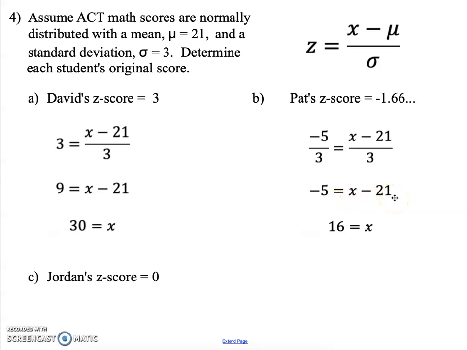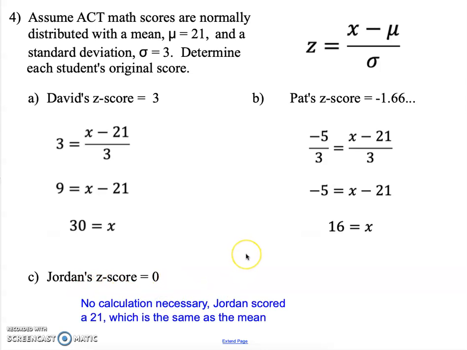Add 21 to both sides. Pat got a score of 16. Which makes sense. It was below the mean, which you should double check to make sure that the negative matches the concept. Okay, Jordan's z-score, 0. I'm not going to do any calculation. Jordan scored a 21, which is the same as the mean.